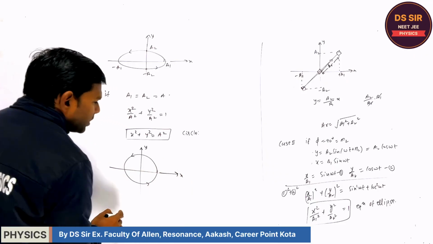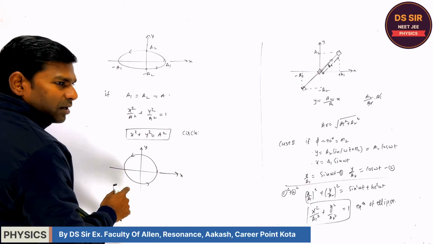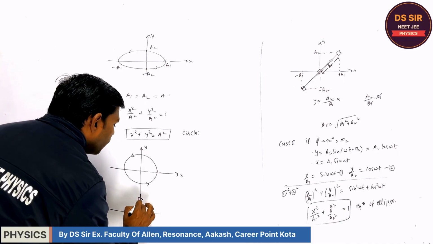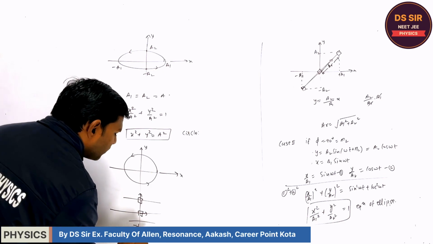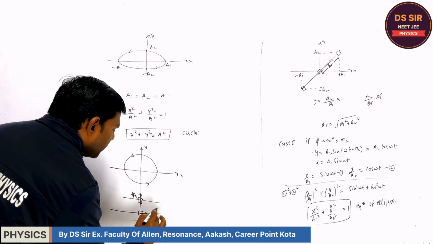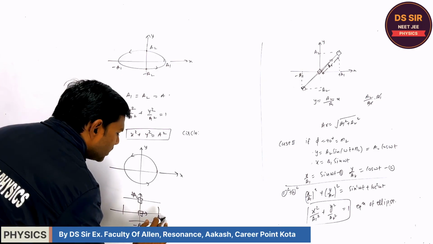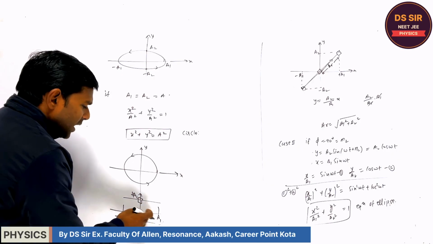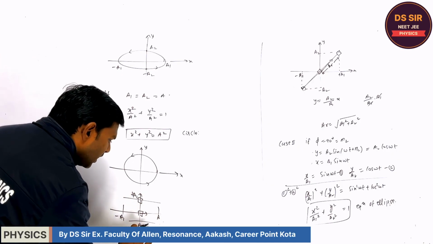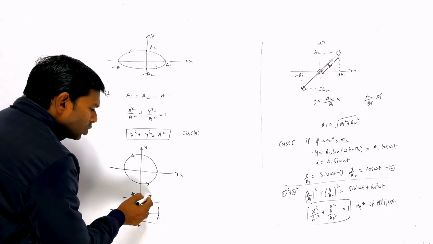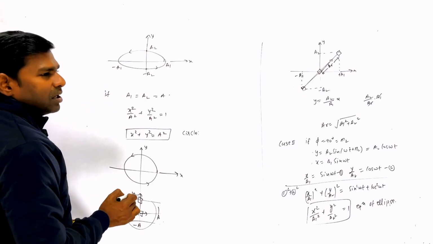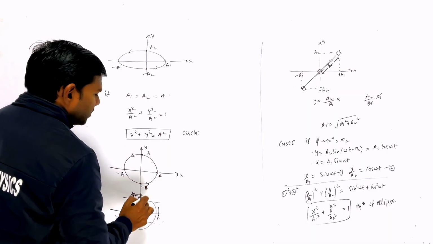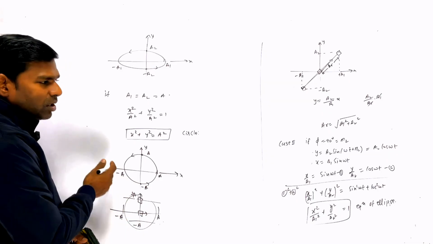So this is the resultant of two SHMs when one is moving in the x direction and the other is moving in this direction. The phase difference between them is pi by 2. This is a1, this is minus a1. So when they oscillate and are superimposed, if their amplitudes are equal, the resultant will be a circle, right? This is a, this is minus a, this is a, this is minus a. So you just have to remember this. Okay, copy this.